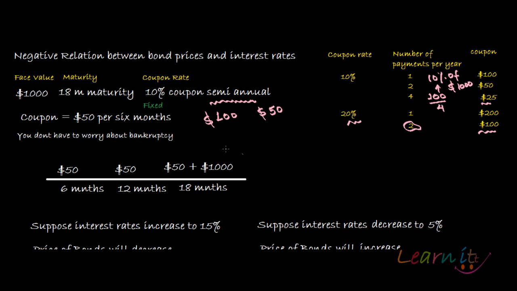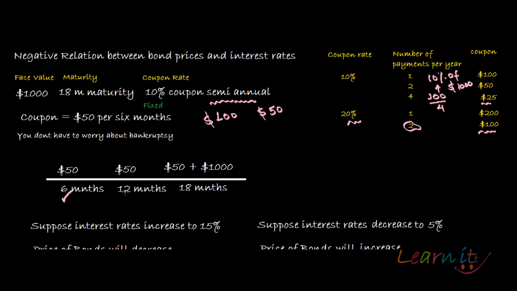Now, in this case, when you have a 10% coupon semi-annual, you will have a $50 coupon per 6 months. So the central bank will be paying you. See, I'm telling you it's just the central bank. It could be any company also. It could be the government. It depends whose bond you are buying. So in this case, your coupon is $50 per 6 months. Every 6 months you'll be getting $50.